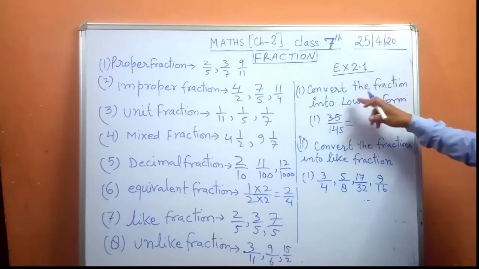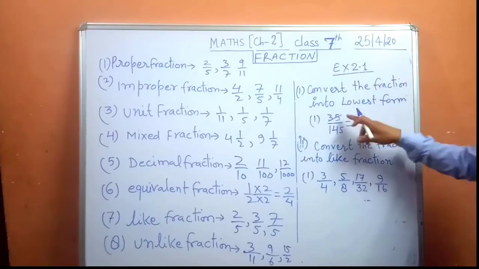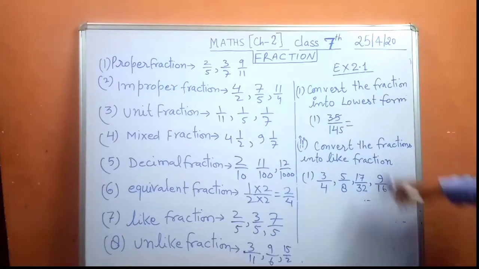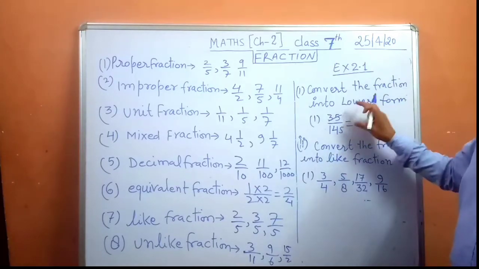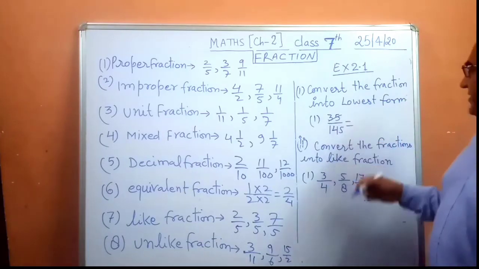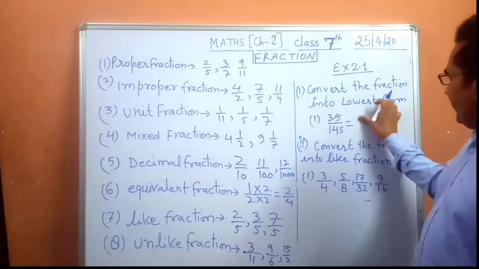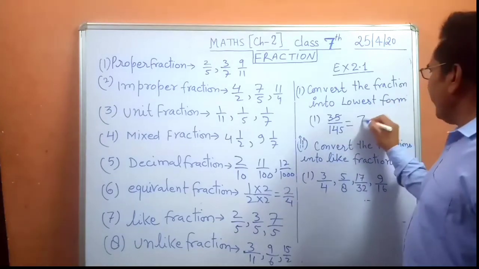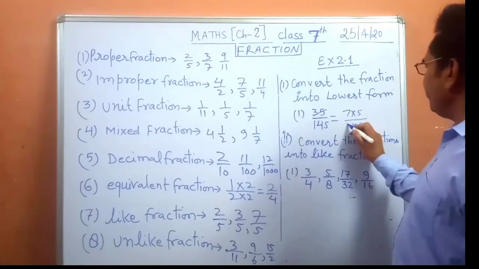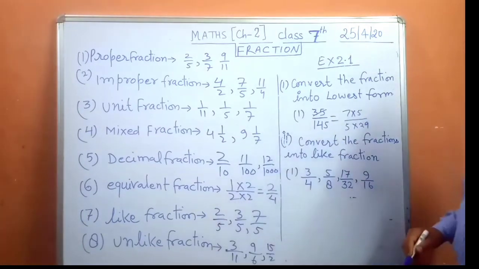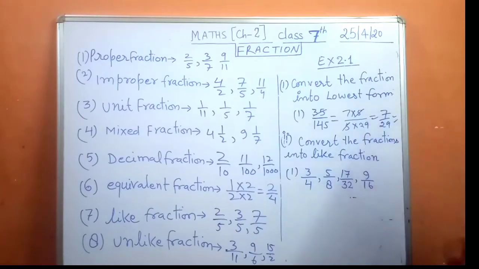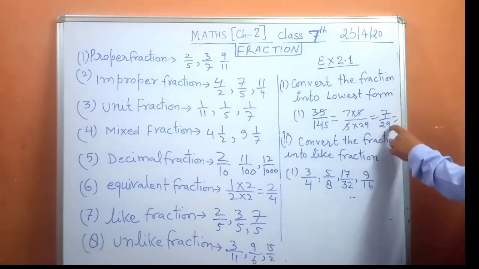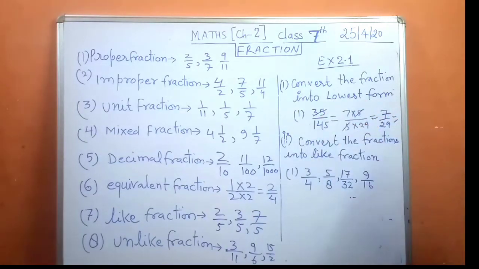Now exercise 2.1: convert the fraction into the lowest form. This is the fraction 35 upon 145. We have to convert it into the lowest form. Lowest form means the HCF between these two numbers is 1. We have to cancel the HCF. We can write 35 as 7 into 5, and like this, 7 upon 29 is the lowest form. It is the lowest form of 35 upon 145.